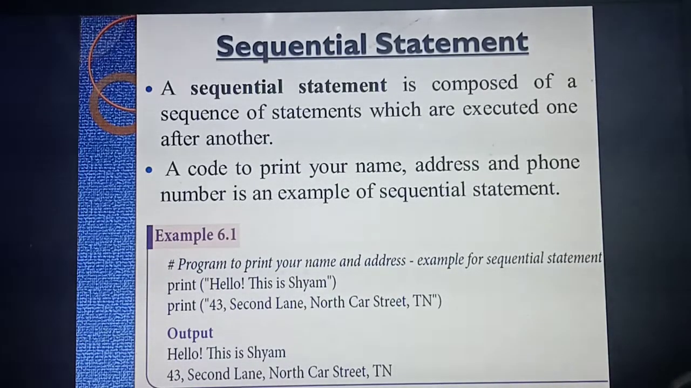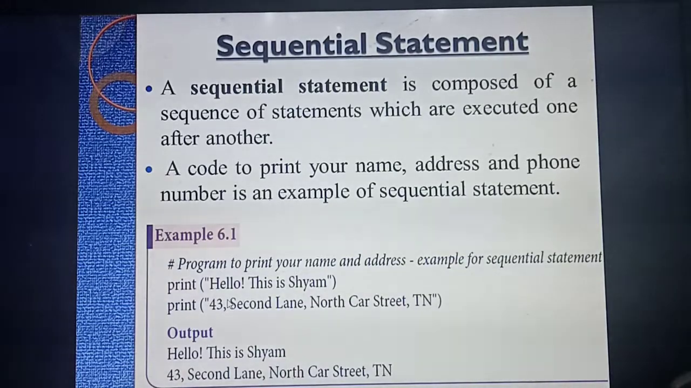Okay, see the example program. So first line they are giving print. So if anything needs to be printed on the output screen, which statement should you give, students? Print statement. So inside the print they are giving hello, this is Shyam. So the name of the particular person is Shyam. Second line they are giving the address of the person Shyam. Okay, so in what order do they need to give?